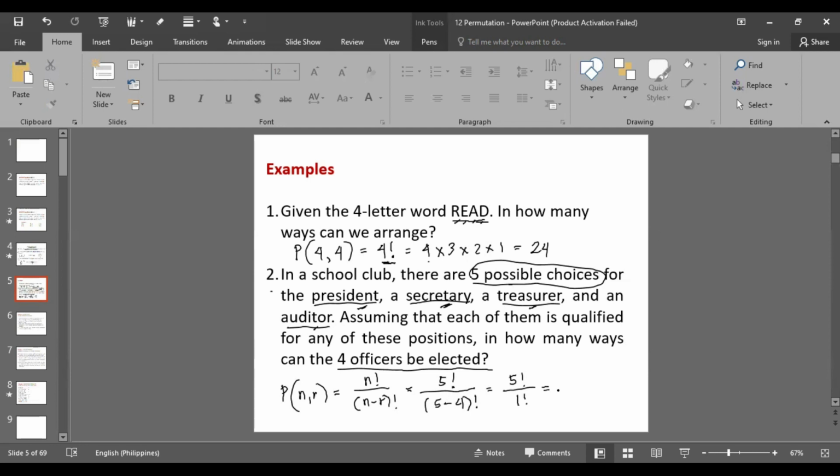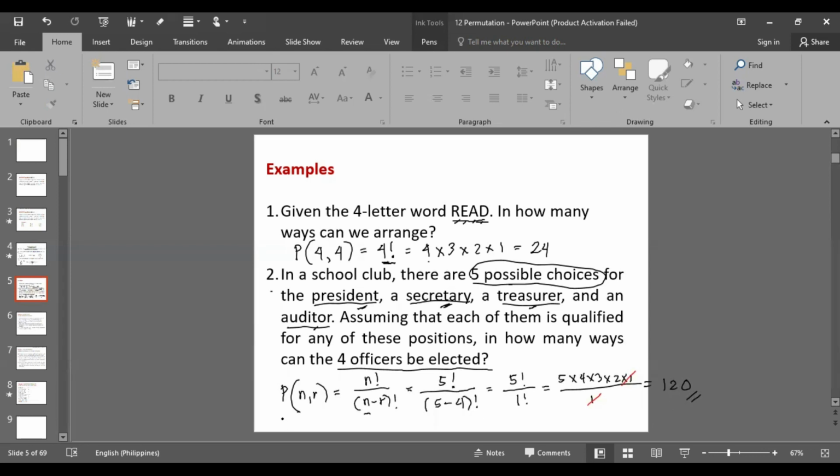Equals 5 factorial is equal to 5 times 4 times 3 times 2 times 1. Then 1 factorial is 1. Then we can cancel this out. Therefore, we have 5 times 4 times 3 times 2 only. And the product is 120. So this is now the answer in number 2.